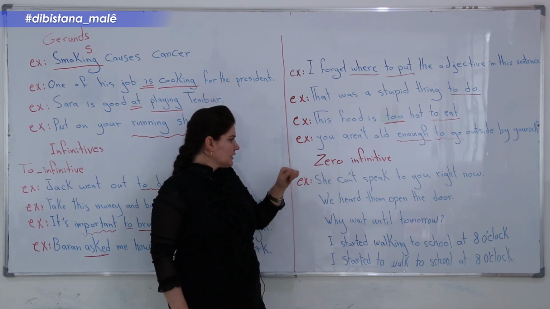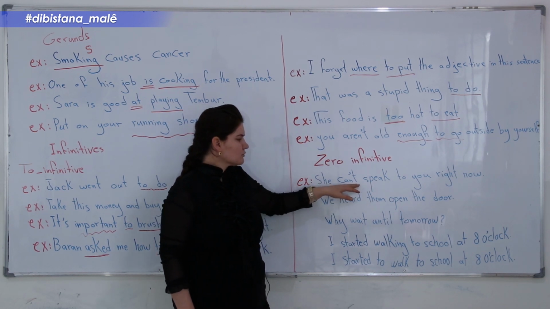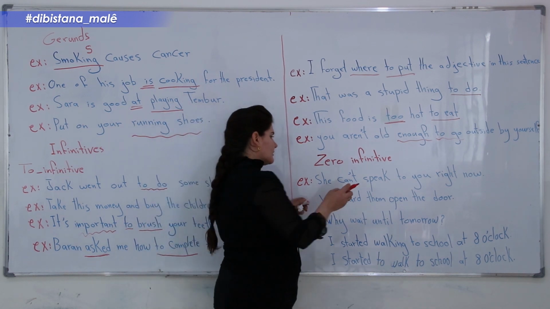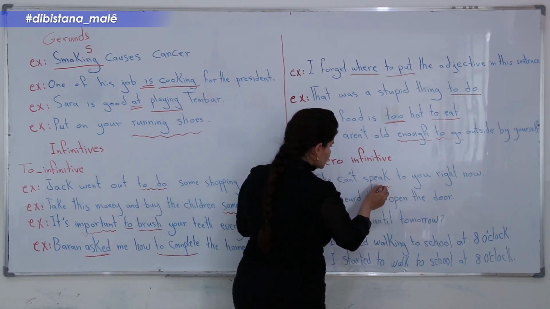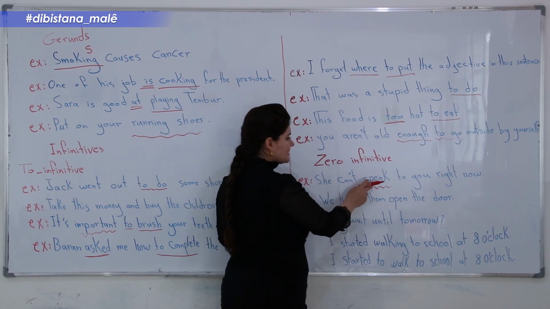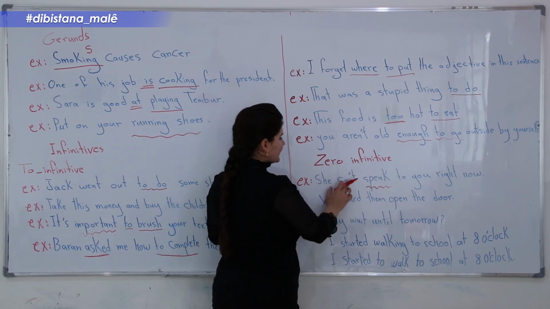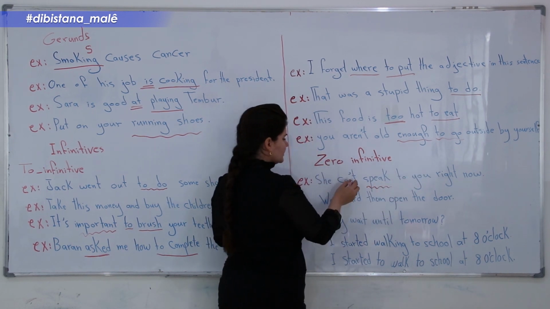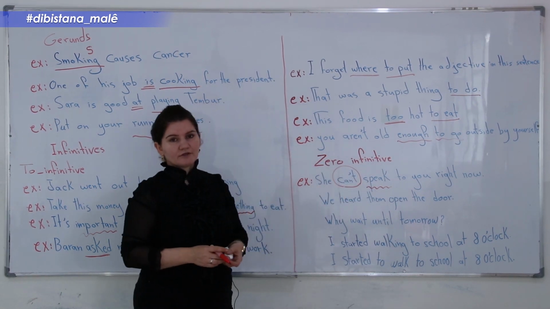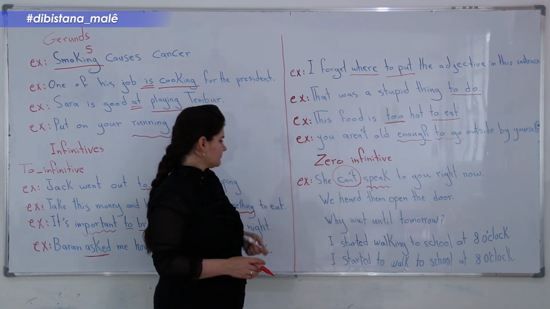So when it comes after an auxiliary, when we have an auxiliary verb in a sentence, after it we must use zero infinitive. When I say zero infinitive, it means only a verb without to. So, she can't speak to you right now. Here we have can't, which is an auxiliary verb. After an auxiliary, we should use zero infinitive.